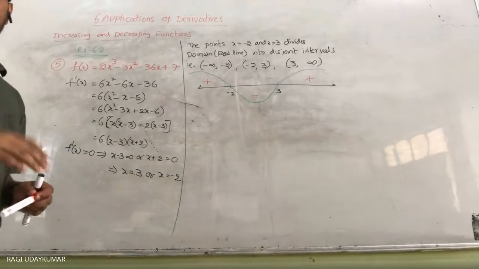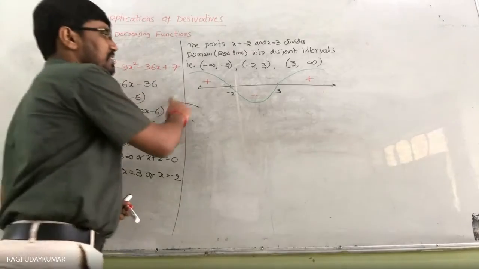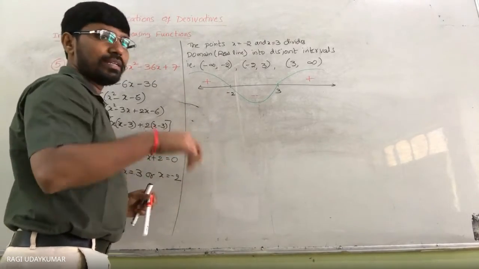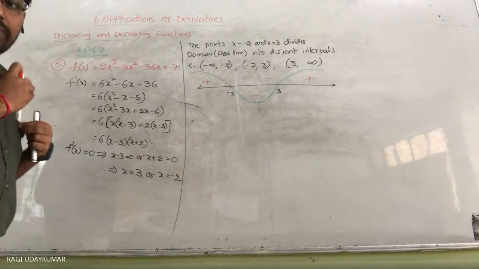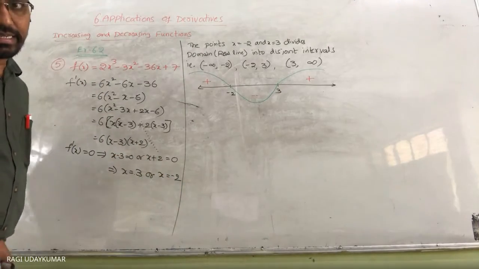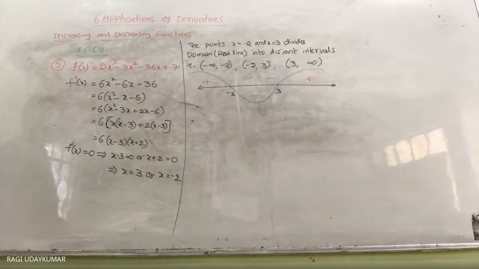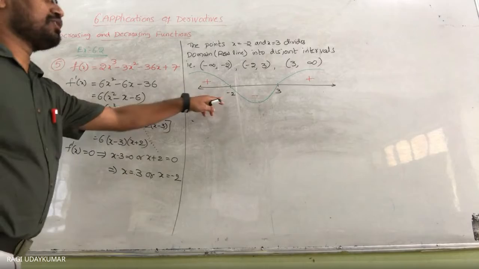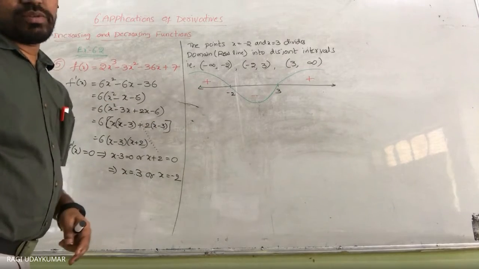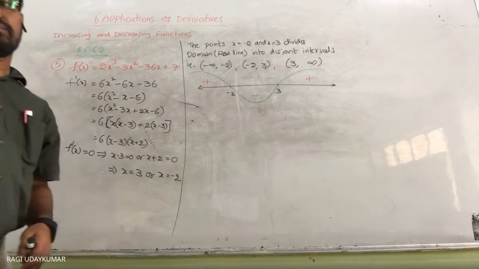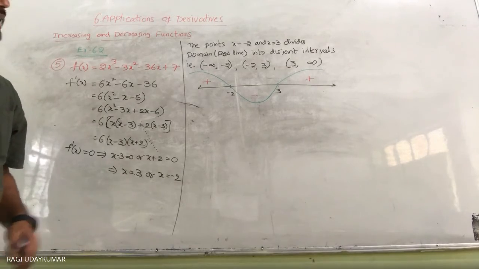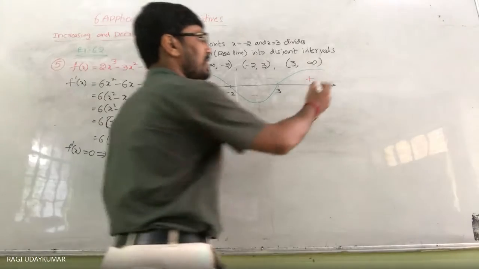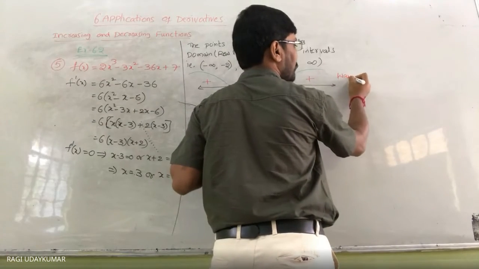In what intervals is it positive? Minus infinity to minus 2. If you want, you can substitute any number and check. How do you substitute and check? Any number you take less than minus 2. This is called the wavy curve method.